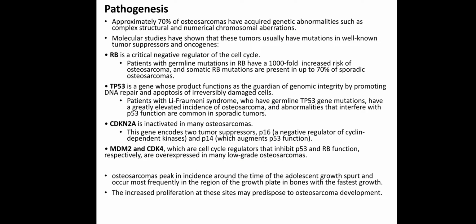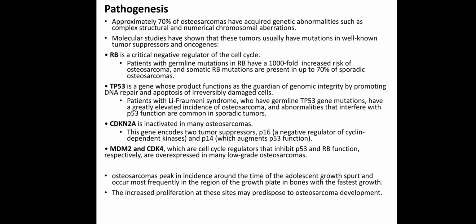What is the pathogenesis of osteosarcoma؟ 70% من الأوستيوساركوما have acquired genetic abnormality such as complex structural and numerical chromosomal aberration. يعني إما عندي abnormality involving the structure of the chromosome أو the number of the chromosome. Molecular studies have shown that these tumors usually have a mutation in well-known tumor suppressor genes and oncogenes اللي حكينا عليها بالمحاضرة السابقة.